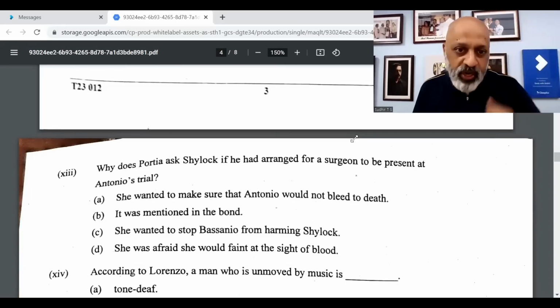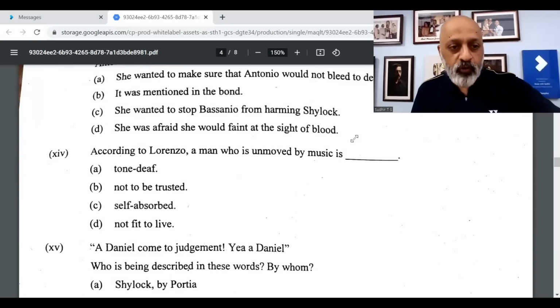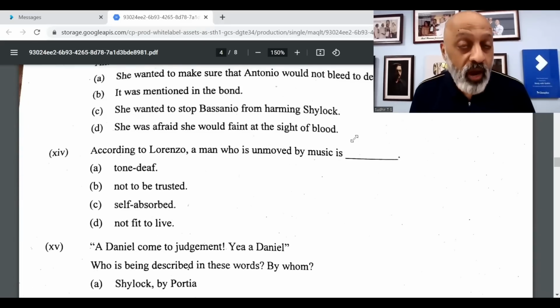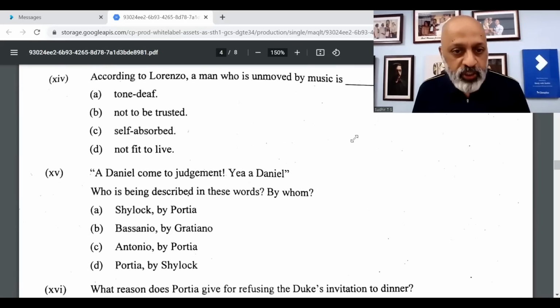Why does Portia ask Shylock if he had arranged for a surgeon to be present at Antonio's trial? She wanted to make sure that Antonio would not bleed to death. 14th, according to Lorenzo, a man who is unmoved by music is not to be trusted. Okay. A Daniel come to judgment, a Daniel who is being described in these words by whom? So it is D, that is Portia by Shylock.